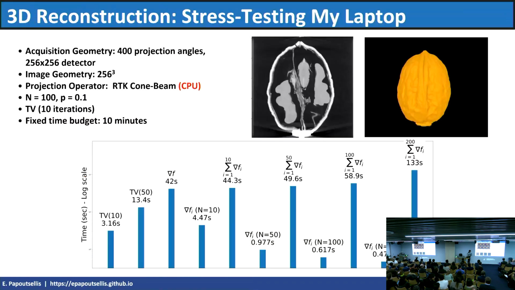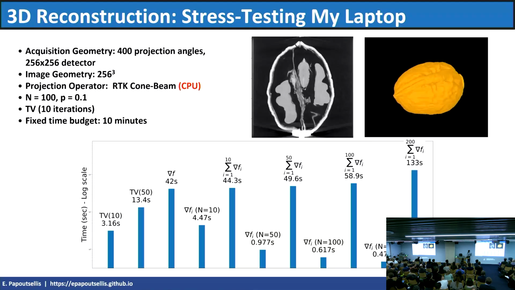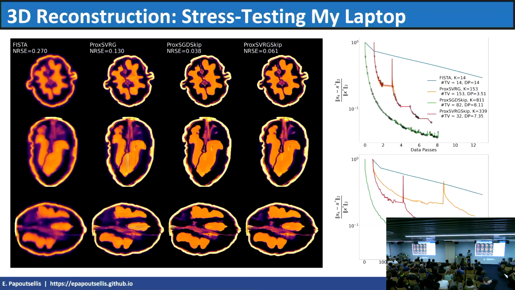And I tried to do that in 3D on a tomography reconstruction. It works on my laptop, and I used a fixed time budget for every algorithm. I was quite surprised that it actually worked on my laptop, but anyway, I used only 10 iterations for TV. And you can see that the green one, the prox SGD skip, is quite fast but not stable as we iterate, as we reach the 10 minutes, but it's better than FISTA and the prox SVRG.